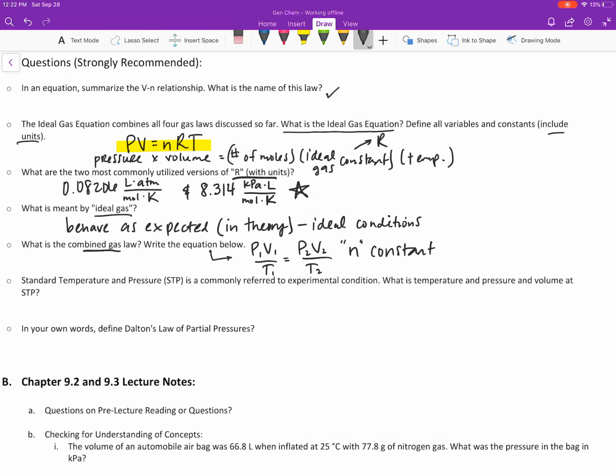Then Dalton's law of partial pressures: you can very easily look up this definition. If you're unsure, at the very end there should be time to ask the person next to you or to ask the instructor that is there with you today.